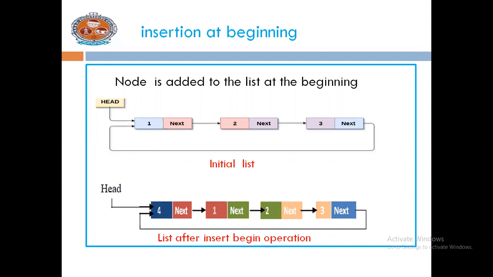The first operation is insertion at beginning. In insert begin operation, node is added to the list at the end of the list. Here initially our list contains three nodes, and the last node, third node link path points to head node. The next diagram is the example of circular linked list after adding the new node at the beginning. Here the new node 4 is added at the beginning of the list and it becomes head node since it is added at the beginning of the list. The newly added node acts as head node from now onwards.